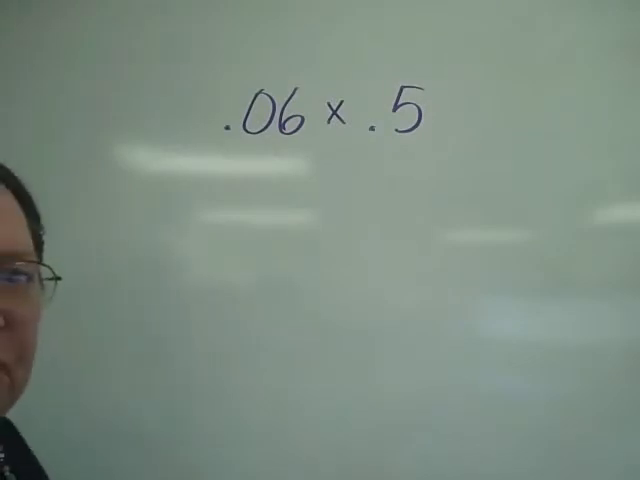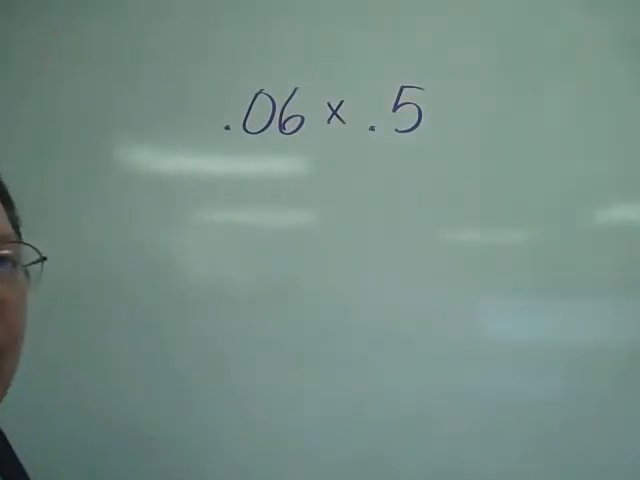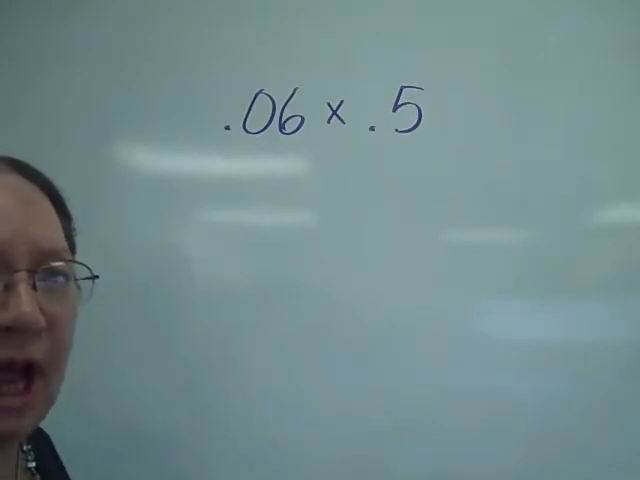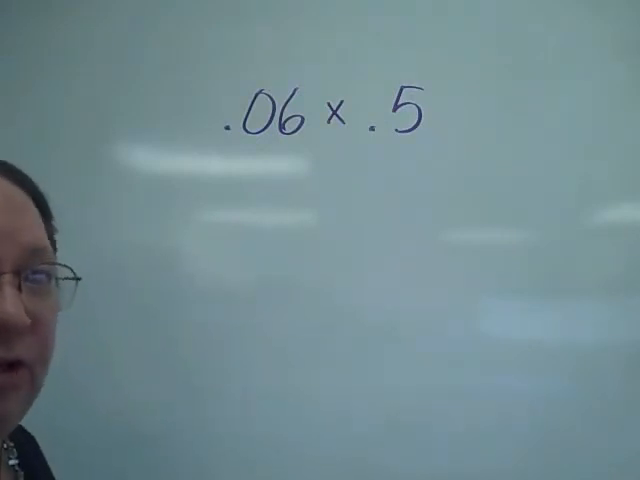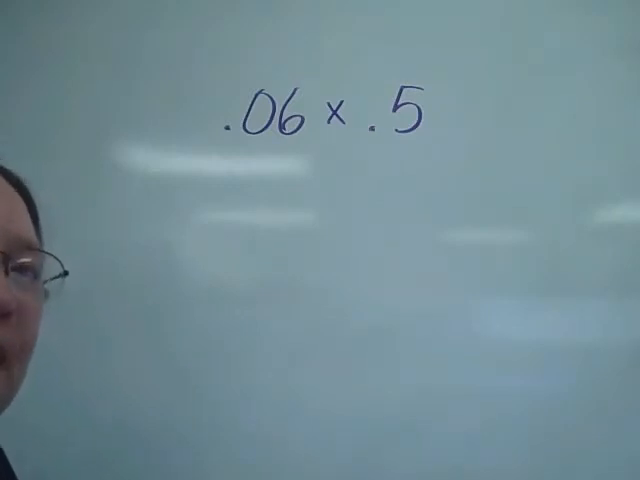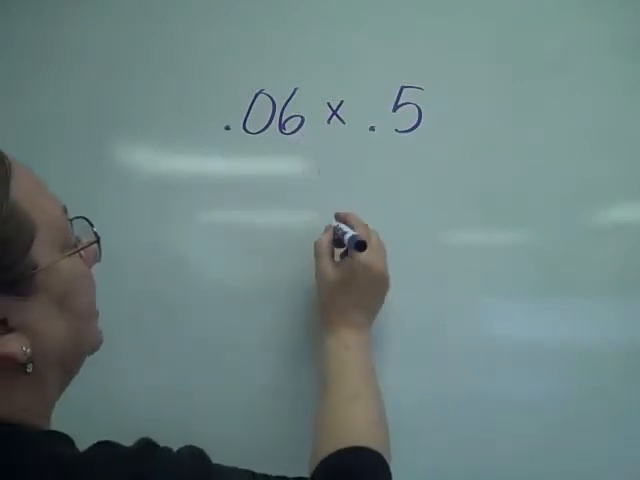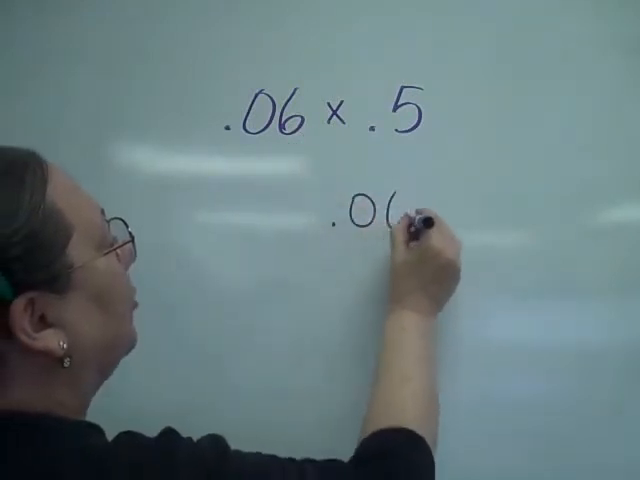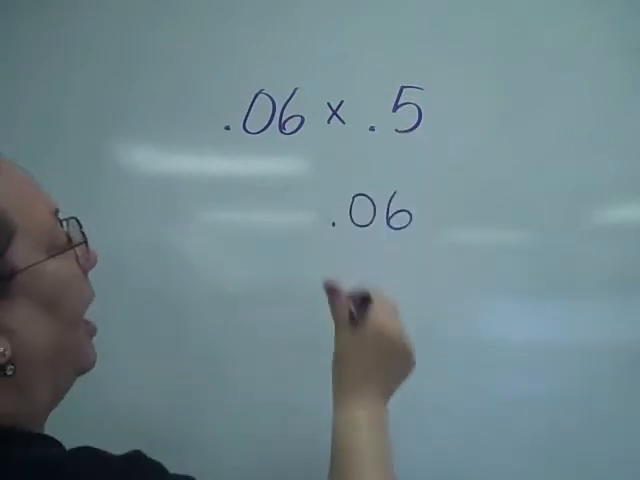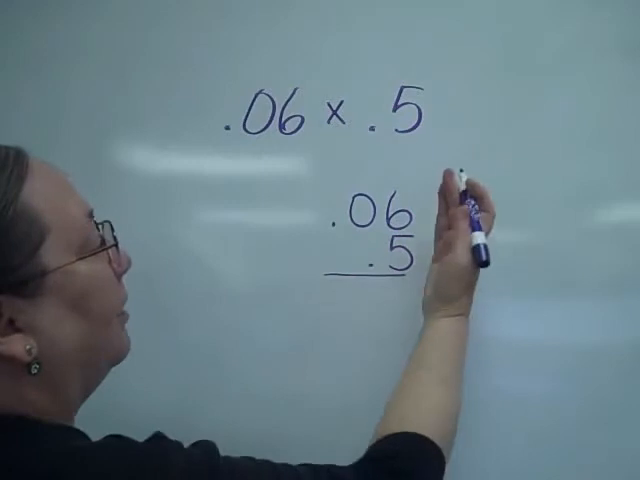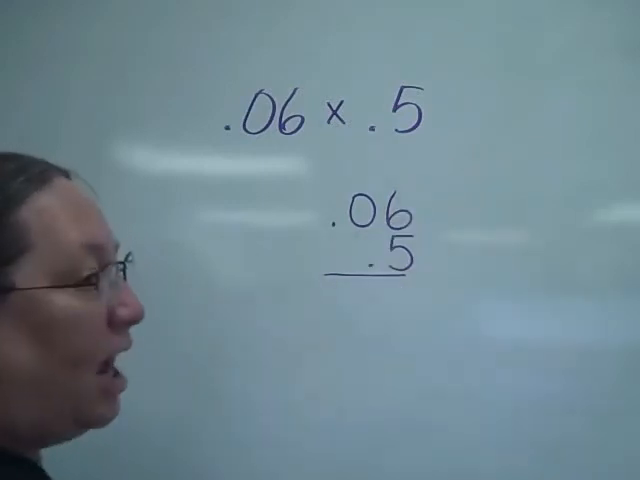Look at some multiplication of decimals. What you have when you are multiplying by decimals is you no longer have to line up the decimals like you did when you were doing addition and subtraction, but you do have to line up the numbers as if the decimals weren't there. So I'm going to look at the 0.06 or 6/100 multiplied by the 5/10. Notice that I'm lining up the numbers on the right side.